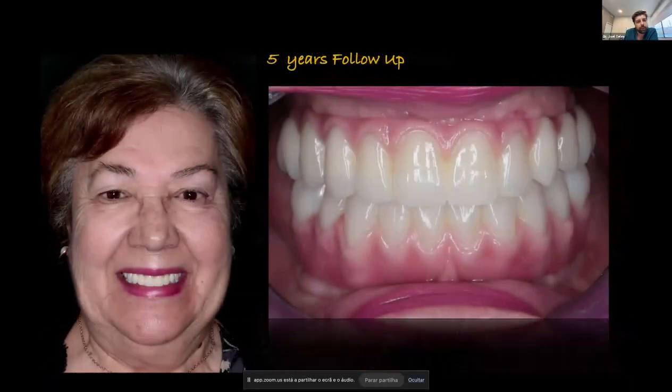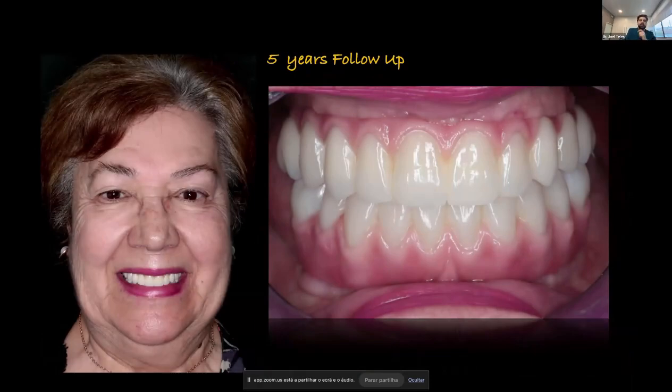She's a very lovable patient, this one. And this is after 5 years. And after 5 years, you can see that the restorations look pristine. They were never taken out. I took them out once in the beginning, 6 months after I placed them.